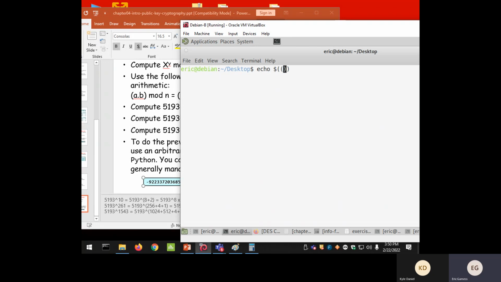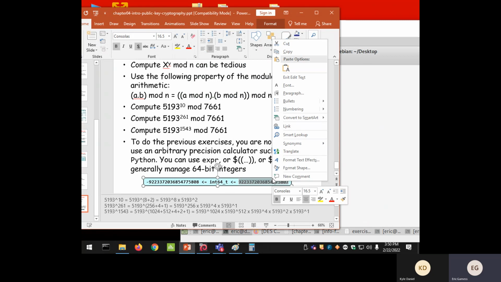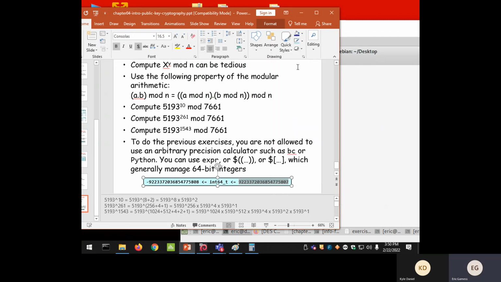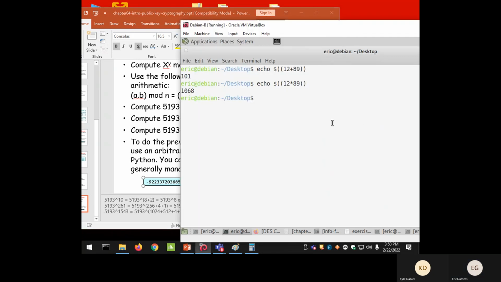You can use, for example, show me 12 plus 89. Show me 12 times 89. Okay, but let's see if this calculator is also limited here. If I ask this maximum number plus 1, okay, look, it put a negative number, and this is not true.